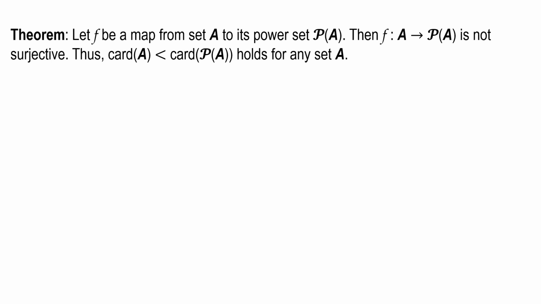The theorem is: let function f be a map from set A to its power set P(A). Then the function f from A to P(A) is not surjective. Thus, card P(A) is larger than card A for any set A. The proof is this. Consider the set B where x is an element of A and x is not an element of f(x).